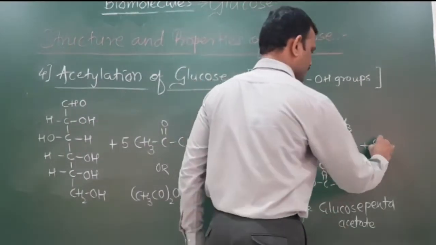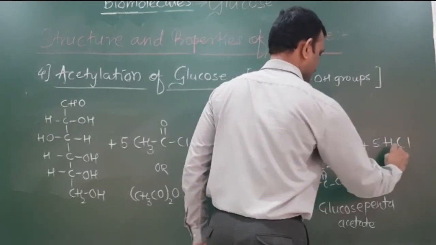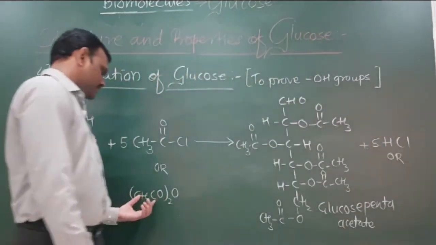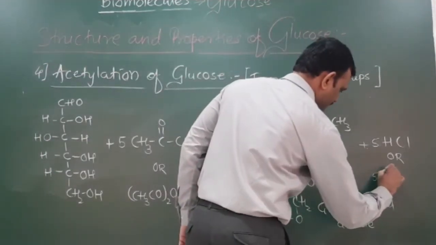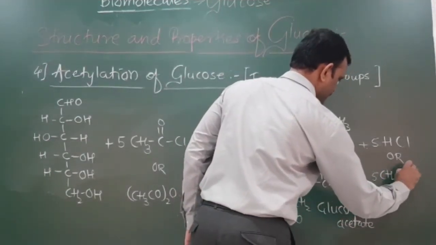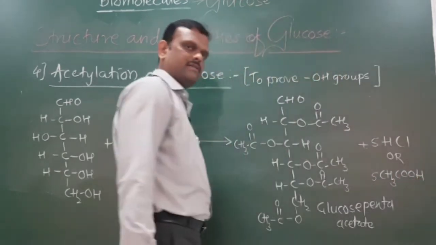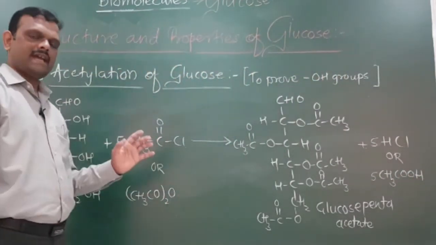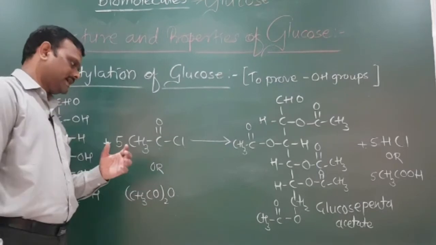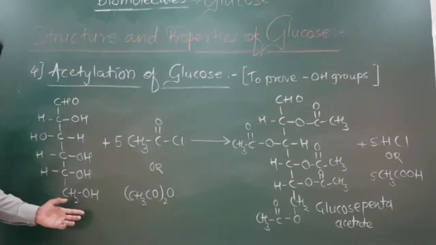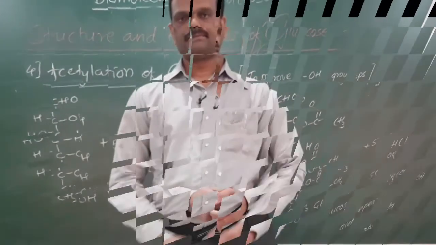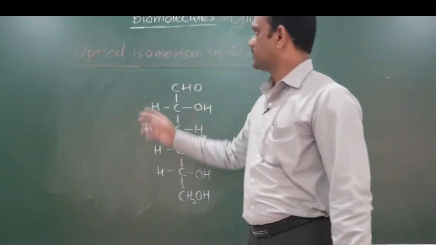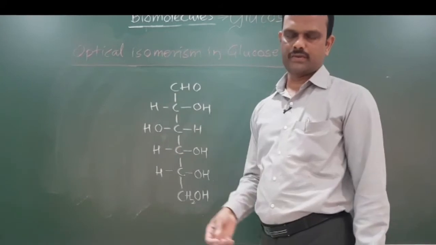We will get 5 molecules of HCl as a side product, or if you use acetic anhydride as a reactant, then you will get 5 times CH3COOH as a side product. From this reaction, we can provide the evidence that there is a presence of 5 hydroxyl groups in the glucose structure. The next part is optical isomerism in glucose.